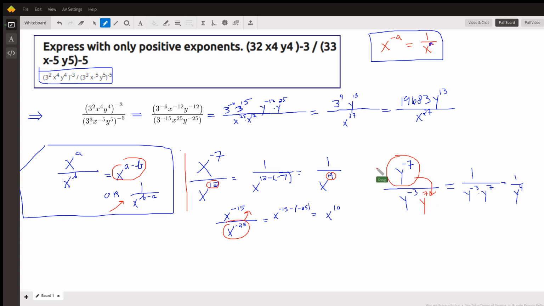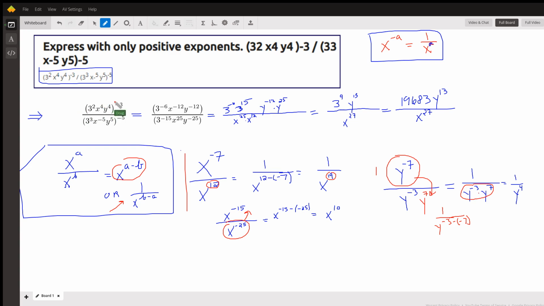Of course, that just leaves a 1 in the numerator. And then if you visualize it like this, negative 3 plus 7 is y to the 4th. Multiplying powers with the same base, you add the exponents. Okay, what's really happening is you're doing 1 over y to the minus 3 minus a negative 7. Same thing, you get 1 over y to the 4th. Okay, when you have a complicated looking expression like this, there's several different ways to attack it.